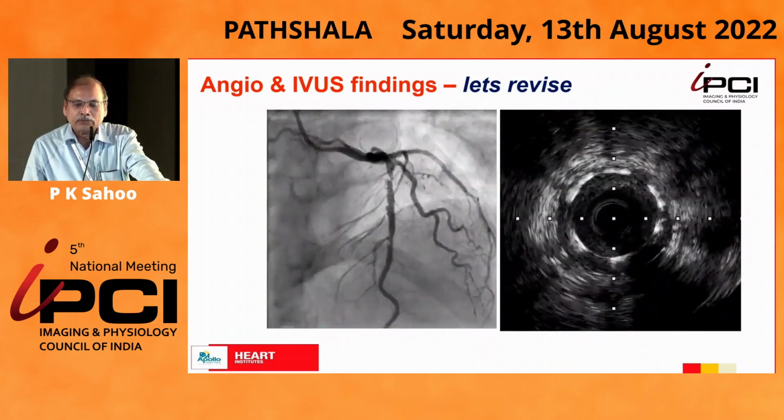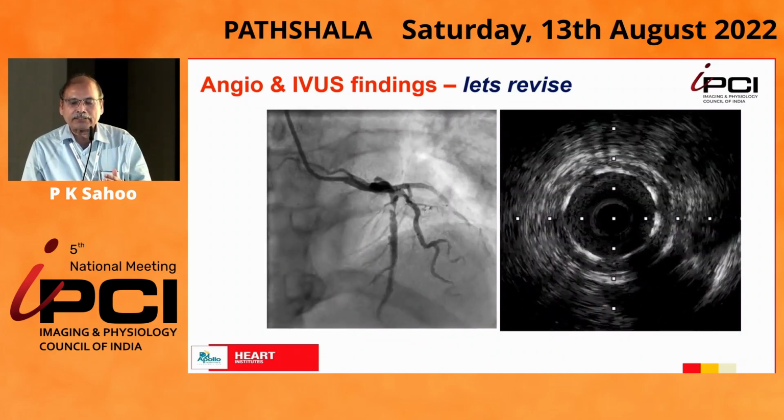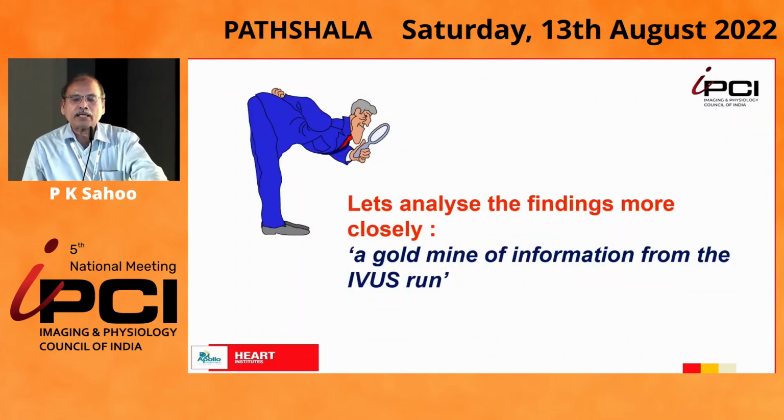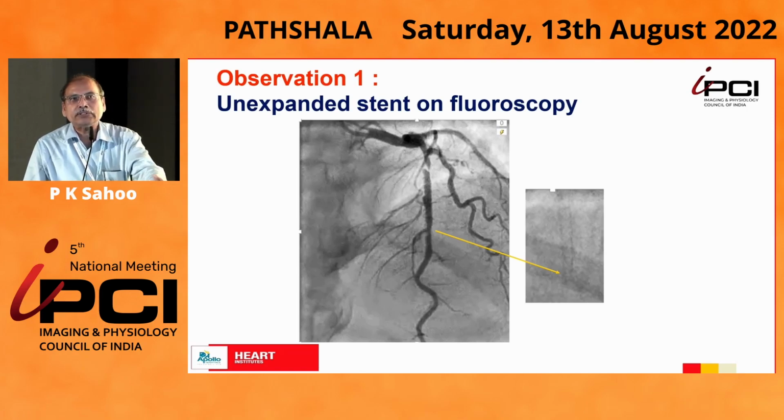As you see the IVUS, I'll go step by step to analyze these findings. It will give us a gold mine of information on how this IVUS run helps us in knowing how the stent failure has taken place. First, if you zoom into this unexpanded stent, you can clearly see a portion which is underexpanded. This is the first observation I could make from the CD which was given to me, that part of the stent really shows that it is underexpanded.